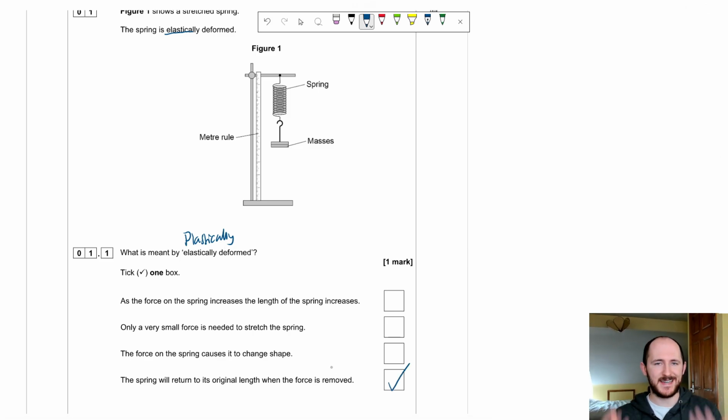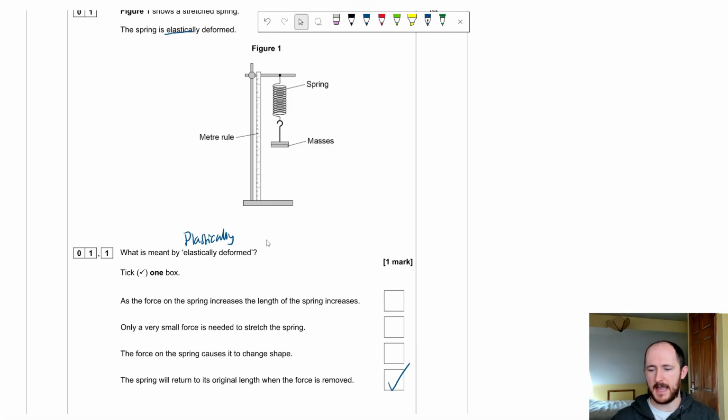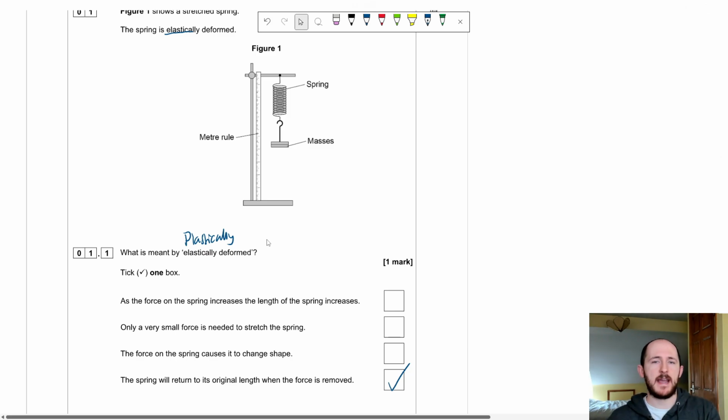So what's plastic deformation or plastically deformed? That is when you're using something like Play-Doh, for example. If you squish it or compress it, it does not return back to its original shape. So if I take something like a plastic bag, or Play-Doh, and I squish it up and I let go, it doesn't revert back to its original shape. It stays deformed. That's when it's been plastically deformed.